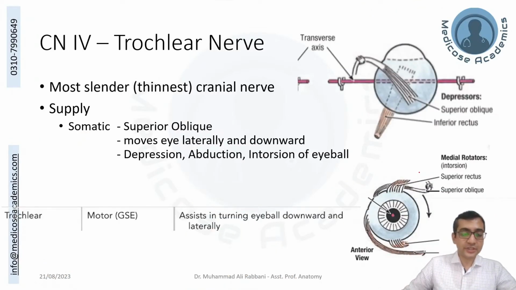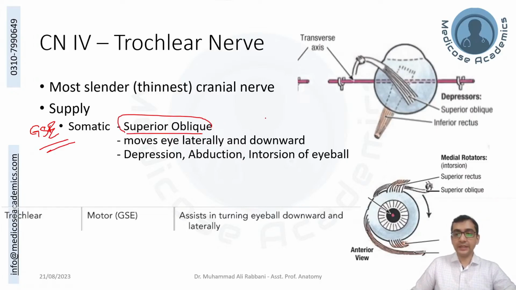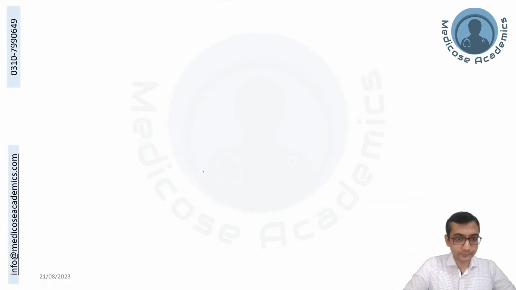So it's the most slender nerve and it is only general somatic efferent fibers, and it is supplying the superior oblique muscle, and it is responsible for moving the eye laterally downwards, and it is responsible for intorsion, medial rotation of the eyeball. Intorsion means this arrow shows the 12 o'clock position goes to the inside towards the nose. So it is responsible for that.